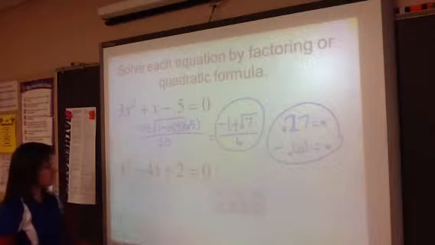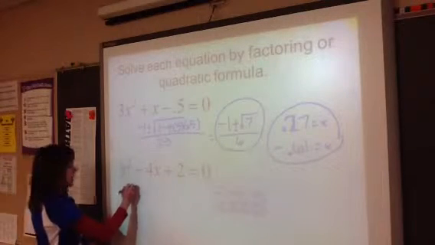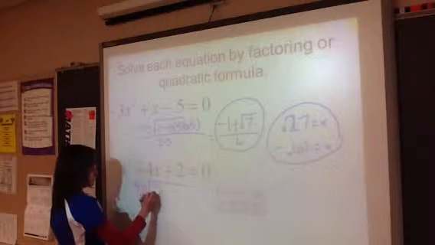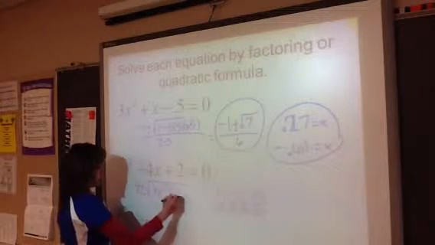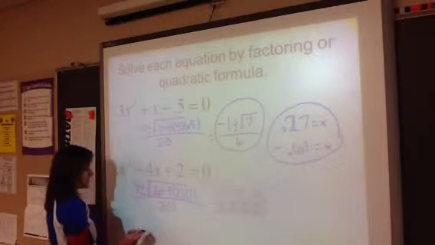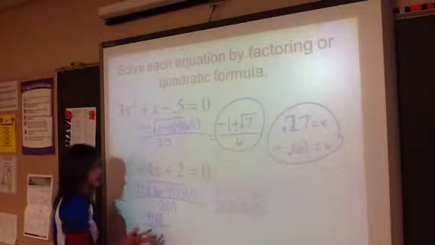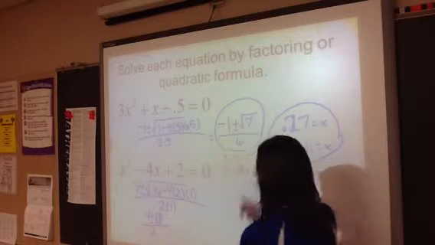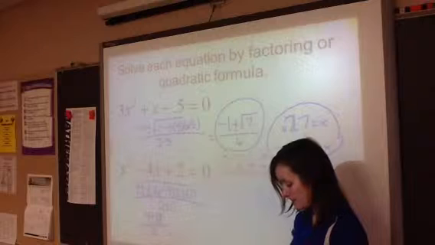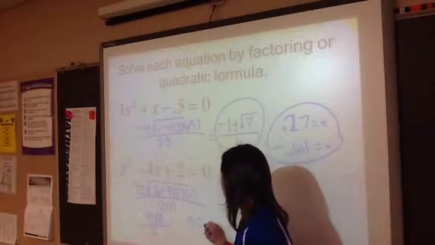Right, for this one, let's do the quadratic formula. So -b plus or minus the square root of b squared minus 4 times a times c, divided by 2 times a. So we get 4 plus or minus the square root of 8 over 2. You can leave it like that. You can find the square root of 8 and get a decimal of 3.21.